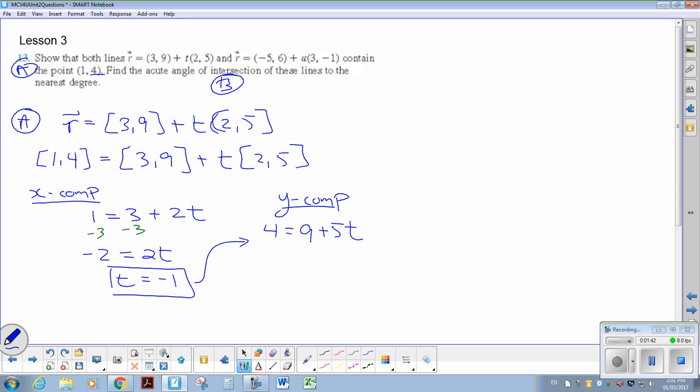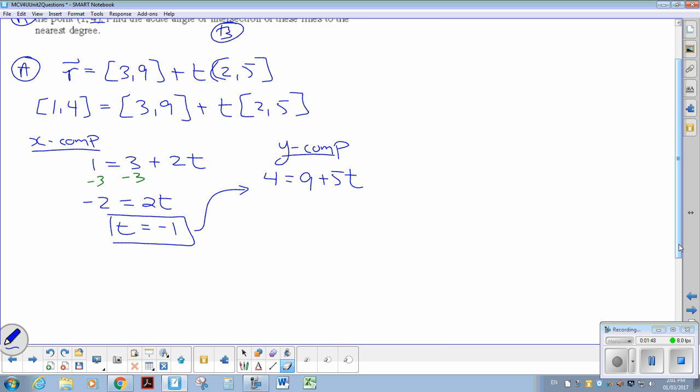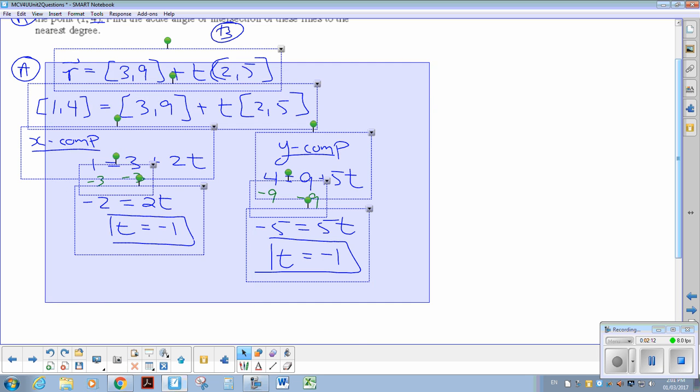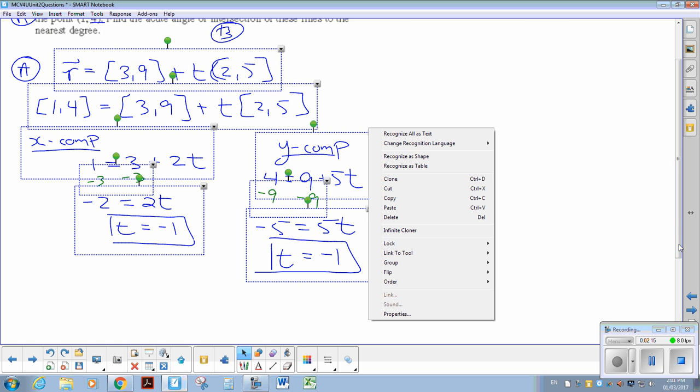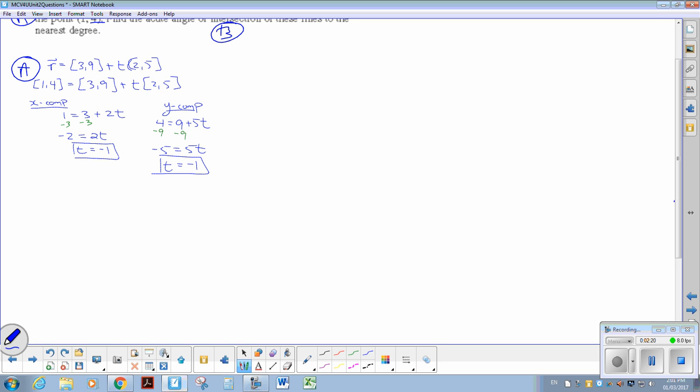I'm then going to do a substitution into the y component. Actually, I don't want to do a substitution. We can, but I'm not going to, just the way I have it set up. I'm going to subtract 9 from both sides. So we end up with negative 5 equals 5t, and t equals negative 1. So this shows me that the point (1, 4) is definitely on the first line. Now I'm just going to repeat the process for that second line. It's the same thing. Your t values should always be equal to each other, if that's the case.